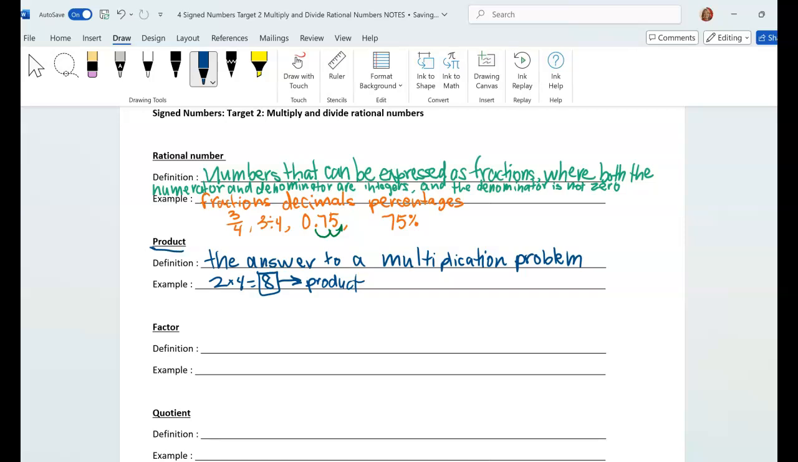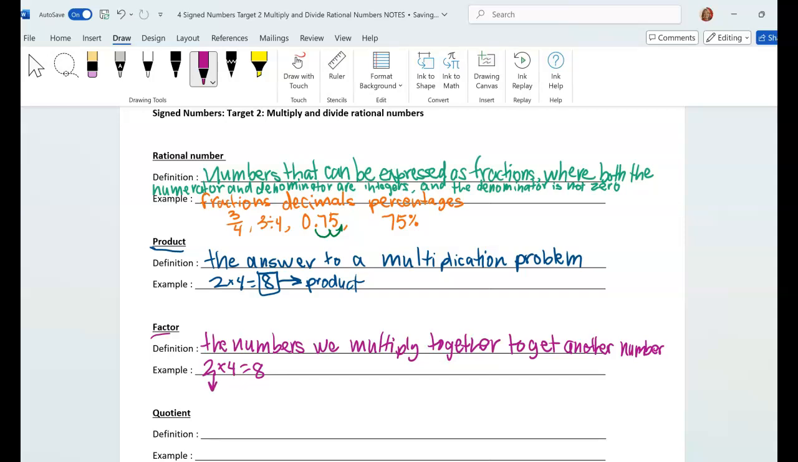All right, factor. It's the numbers we multiply together to get another number. For example, 2 times 4 equals 8, and 2 is a factor, and so is 4.